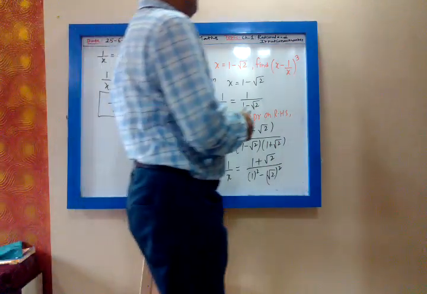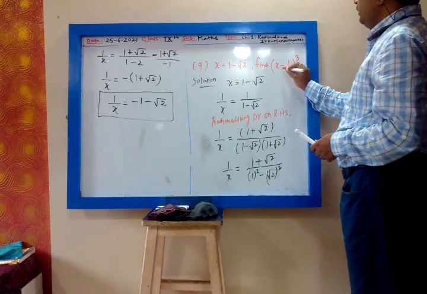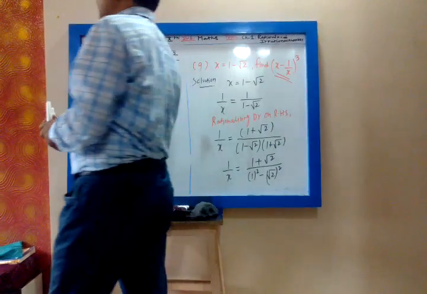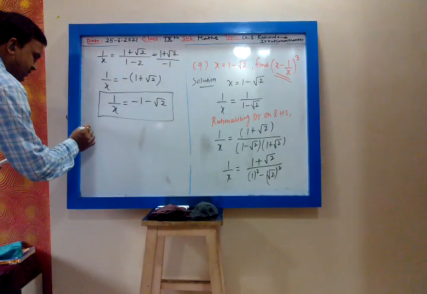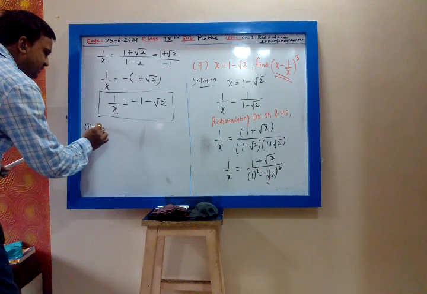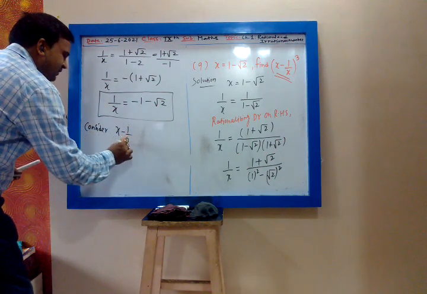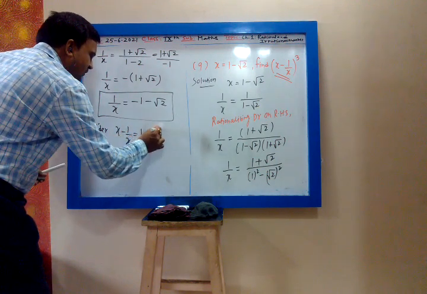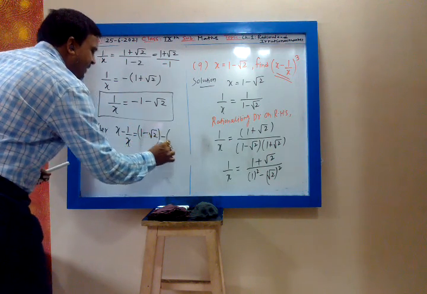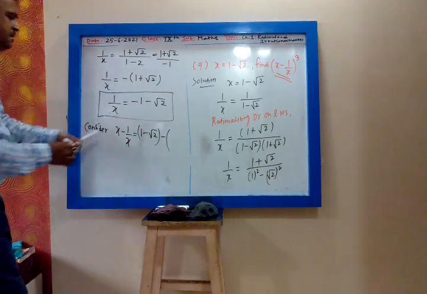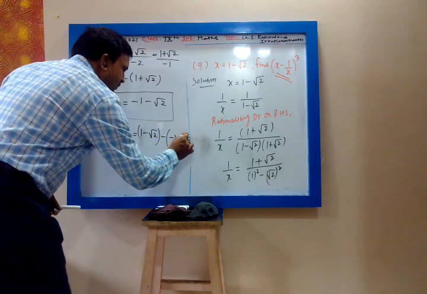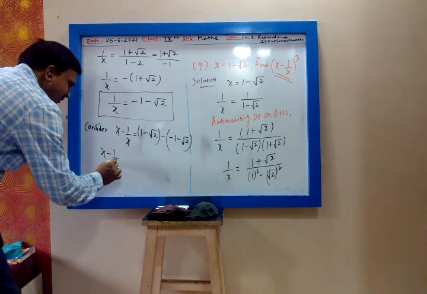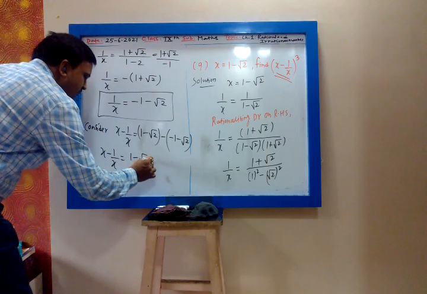Now we want to find x minus 1 upon x whole cube. To find x minus 1 upon x whole cube, first we find x minus 1 upon x. So now we consider x minus 1 upon x. Just put the value of x. X is 1 minus root 2. Then minus 1 by x. What is 1 by x? Minus 1 minus root 2. So x minus 1 upon x is 1 minus root 2 minus.